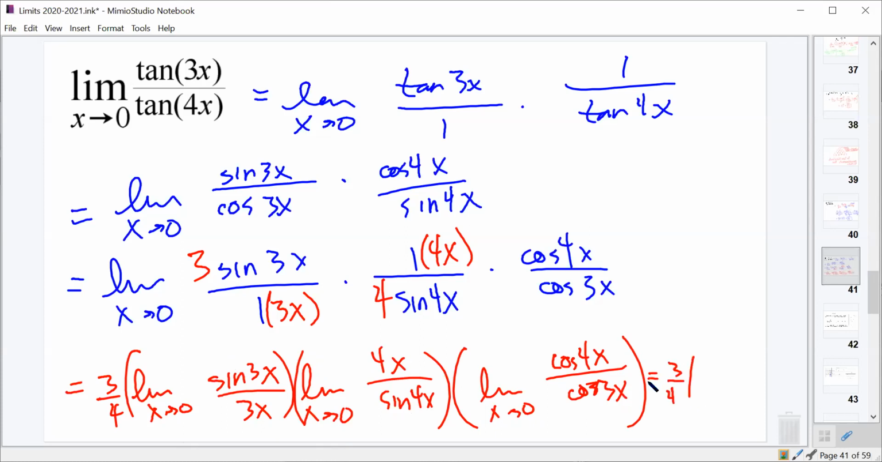3/4 is still just 3/4. What's the first limit? 1. What's the second limit? 1. And what about the third one? Also 1, because as I plug in 0 this isn't indeterminate. This is just a limit I can evaluate. The cosine of 0 is 1, and in the denominator, the cosine of 0 is 1. So this is just 1 over 1. Right? 3/4 times 1 times 1 times 1 gives us 3/4.